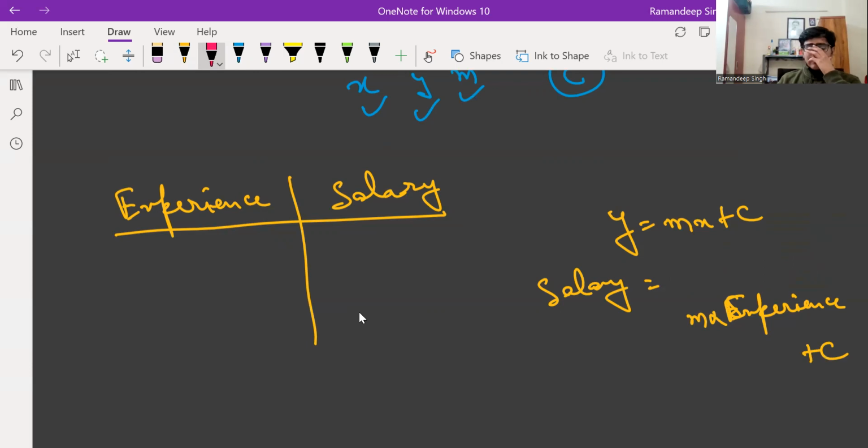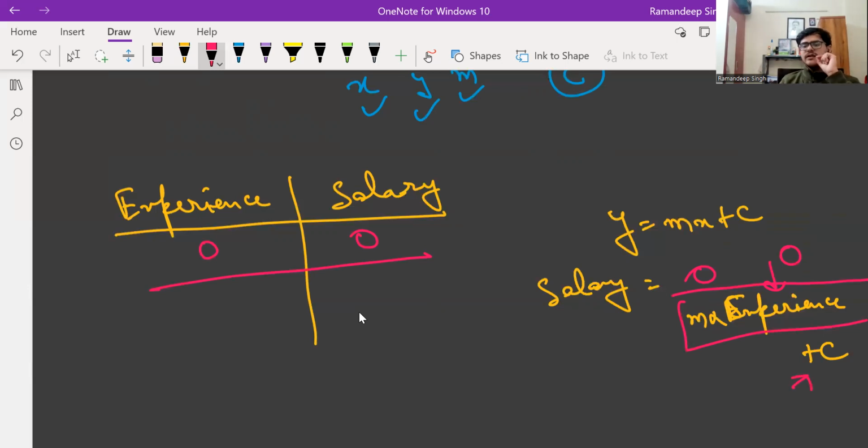A student got placed in a company, and he didn't have any job experience. Will he be getting a salary of zero, because this experience is zero, and when this zero is multiplied by m, this term becomes zero? Does it make any sense that if he has experience zero, he will get a salary of zero too? No. So this is the point where c comes into the picture.